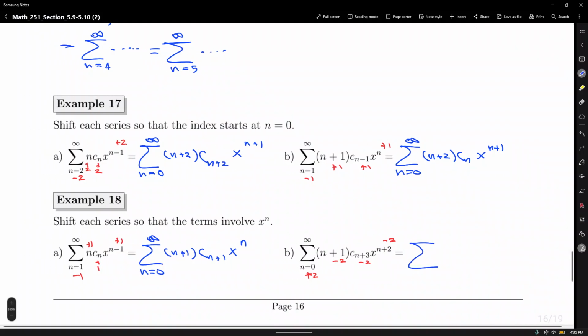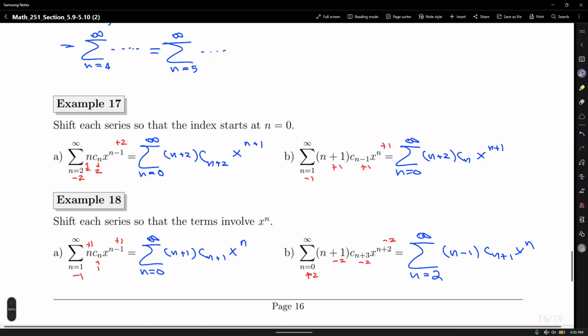So sigma n equals 0 to infinity of n plus 1. Oh, wait. N minus 1, right? N minus 1. I was still looking at the original one. C sub n plus 3 n minus 2. Is that plus 1 also? Wait, I mean plus 1. And that's simply x to the n. All right? N equals to which one? Oh, yeah. Starting index. Thank you. N equals to 2.